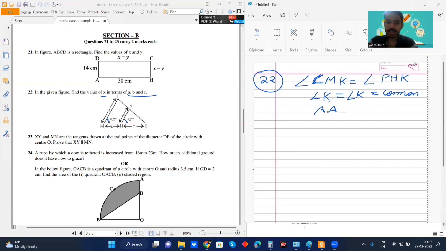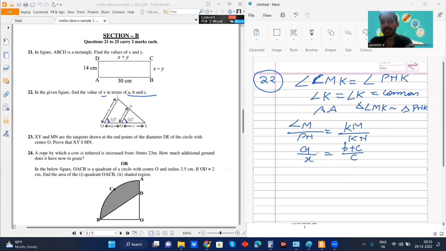So by AA similarity criteria, we can say triangle LMK is similar to triangle PNK. When they are similar, the sides are proportional. So LM by PN is equal to KM by KN. So this is nothing but a by x is equal to b plus c by c. Now I need to find the value of x, so I will cross multiply. So x times (b plus c) is equal to ac, or x is equal to ac over (b plus c). Okay.